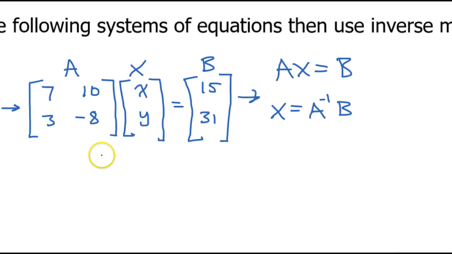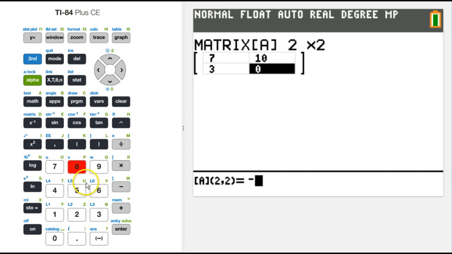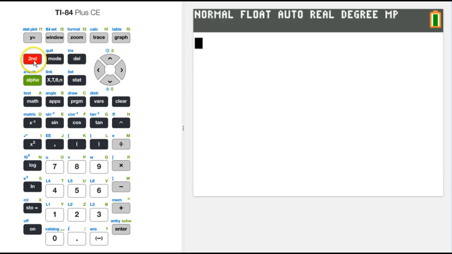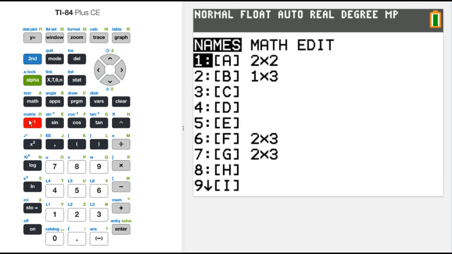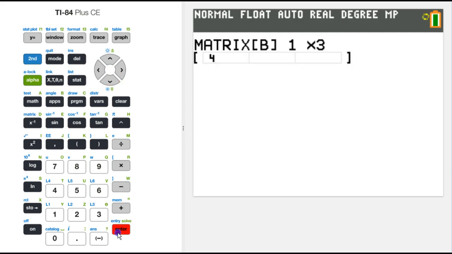Enter. And then 3, negative 8. So I have 3, negative 8. So there's matrix A, and I'll quit my way out of that. Back to the matrix area, and I will switch over to edit.